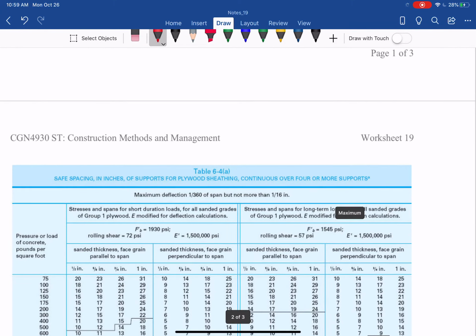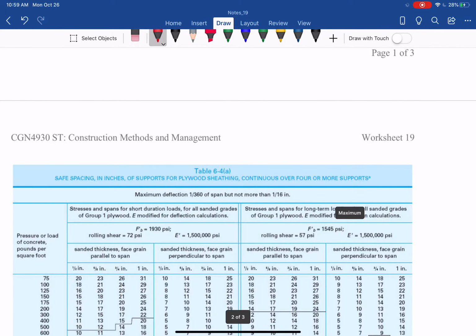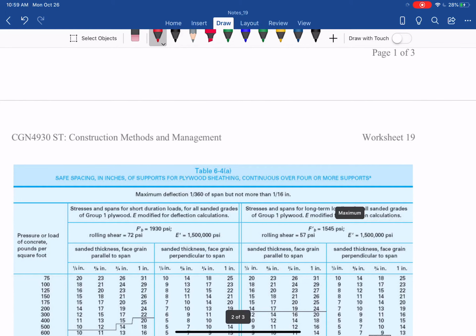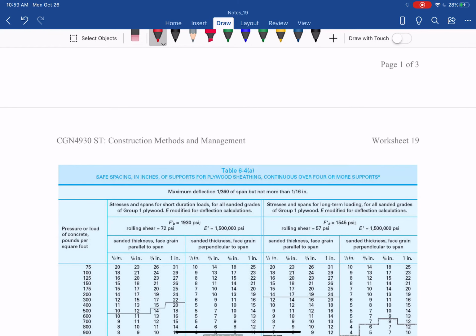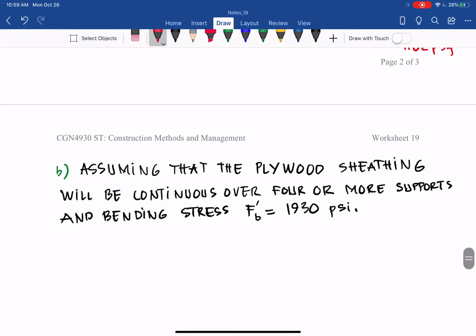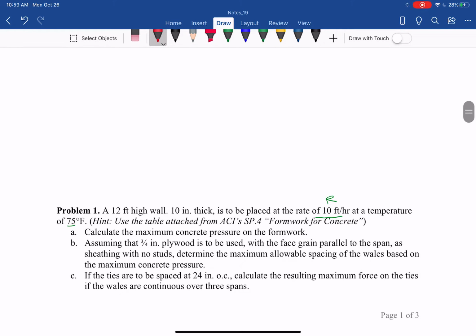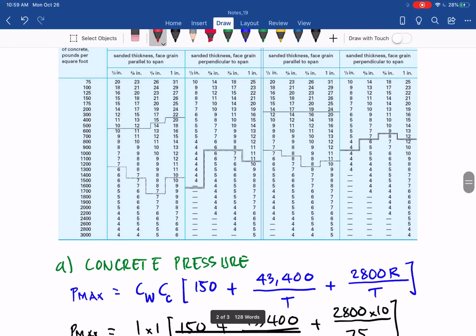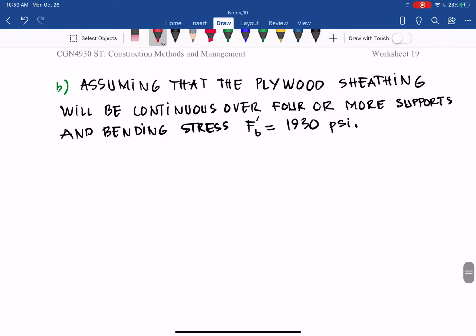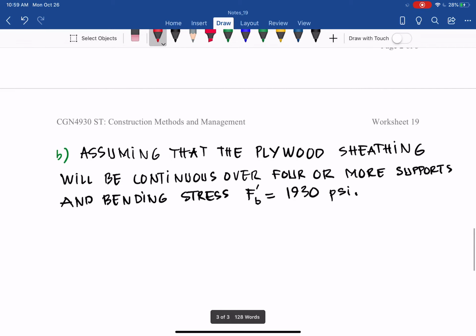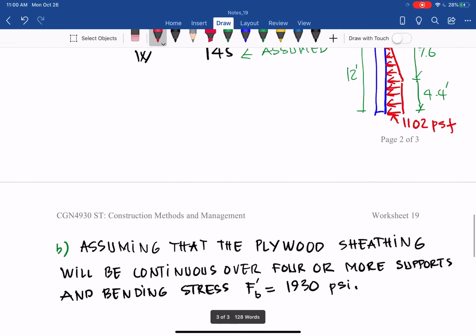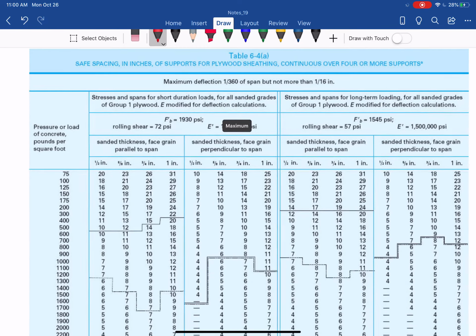So with that one, let me assume to use, they only give us one table here, and this table applies for the safe spacing in inches of support for plywood sitting continuous over 4 or more supports, and that's what we assume. In real life, whatever your support is, you have multiple tables in the book called ACI SP for Formwork for Concrete there. So here, assume that the plywood sitting will be continuous over 4 or more supports, and the bending stress is 1930 psi, so that we can use the table in here.